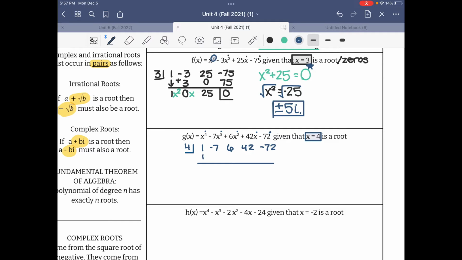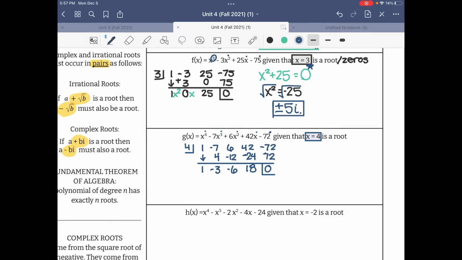Then you drop this first one down. And 1 times 4 is 4. Negative 7 plus 4 is negative 3. 4 times negative 3 is negative 12. 6 plus negative 12 is negative 6. Negative 6 times 4 is negative 24. 42 plus negative 24 is positive 18. And 4 times 10 is 40. 4 times 8 is 32. 40 and 32 makes 72.